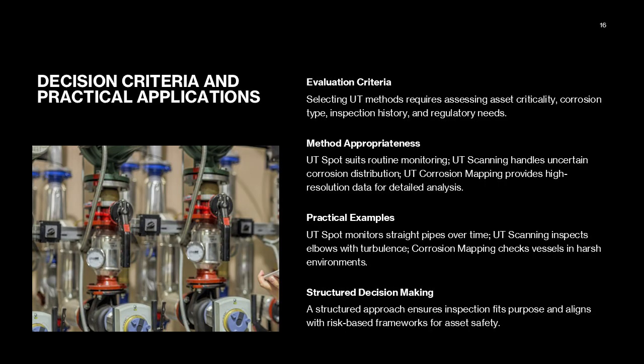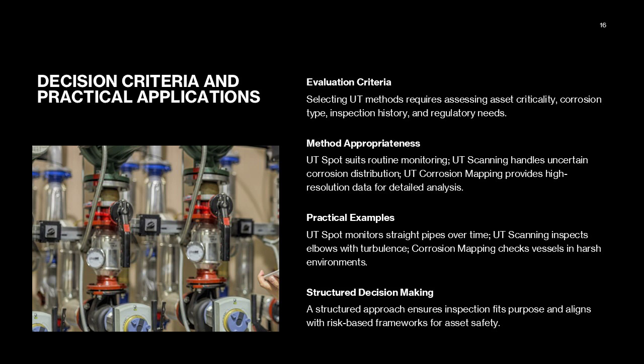Choosing between UT spot, UT scanning, and UT corrosion mapping requires careful evaluation of asset criticality, corrosion mechanisms, accessibility, inspection history, and regulatory requirements. Engineers must assess whether corrosion is predictable or localized, whether structural integrity is in question, and how inspection results will influence maintenance and repair decisions.